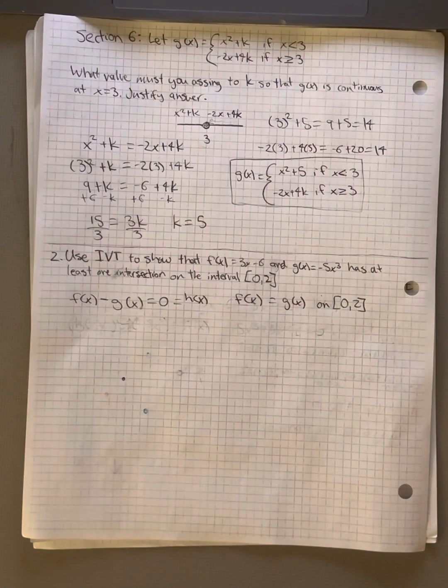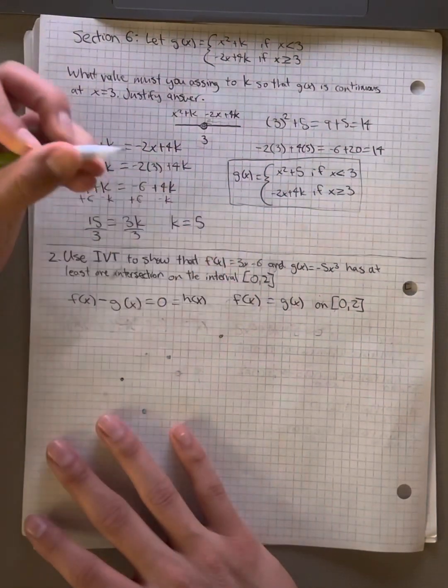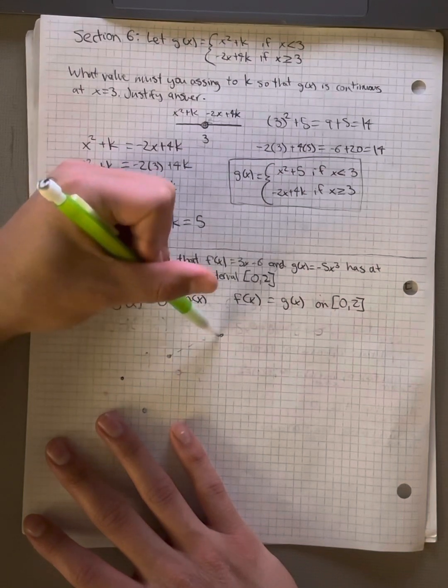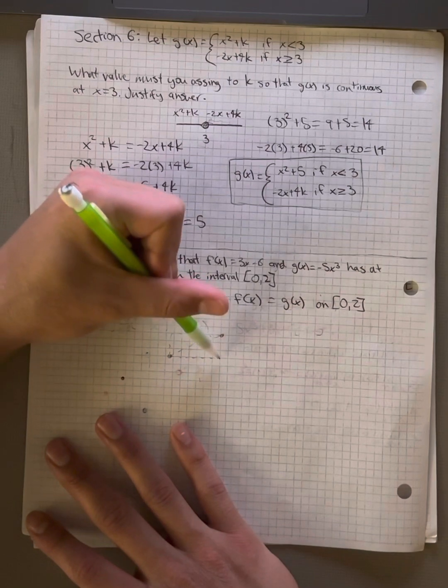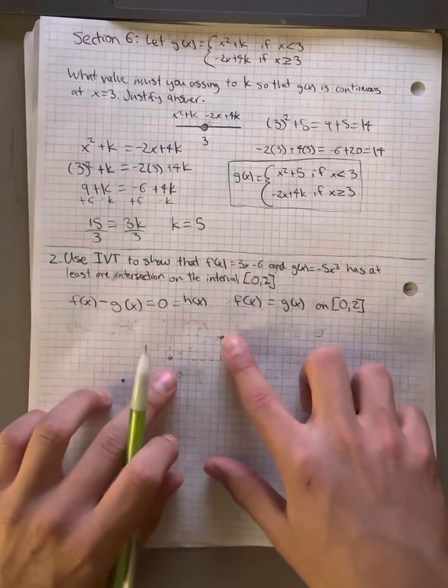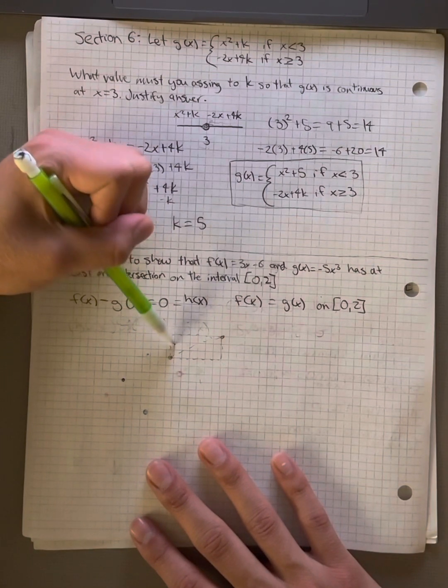We're going to use IVT to show that f of x equals 3x minus 6 and g of x equals negative 5x cubed has at least one intersection on the interval from 0 to 2. So IVT tells us that in a function, when you have one point going towards another, there is a certain set of values within the interval from the 2 points that the function has to cross in order for it to even reach that point.